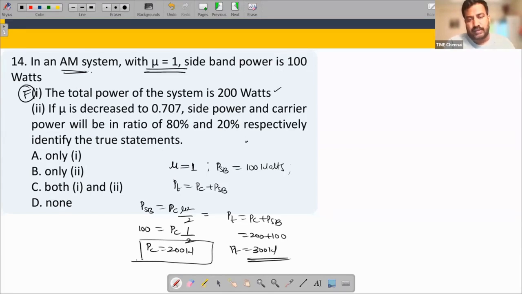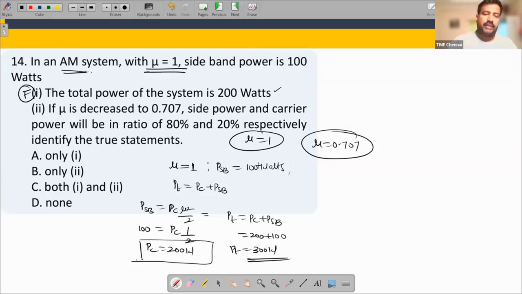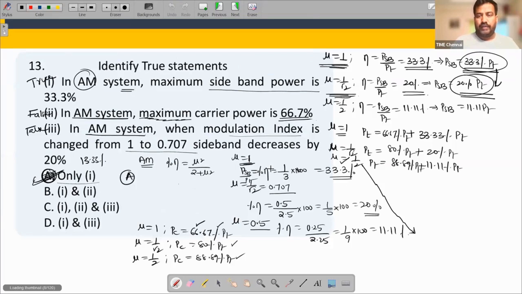When mu is decreased from 1 to 0.707, the sideband power and carrier power are in the ratio 80 and 20. When I move from mu is 1 to mu is 0.707, for mu equal to 0.707, carrier power is 80%, sideband power is 20%. This is correct, no? Why is this wrong?